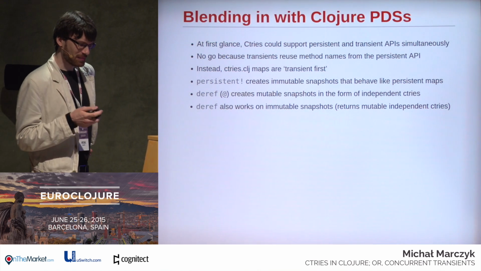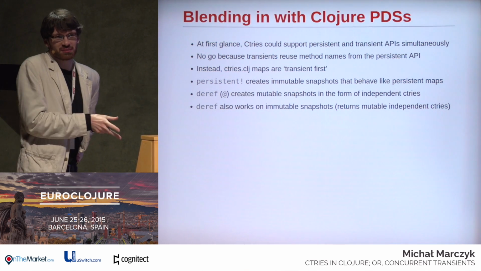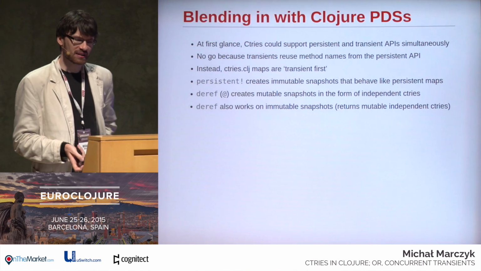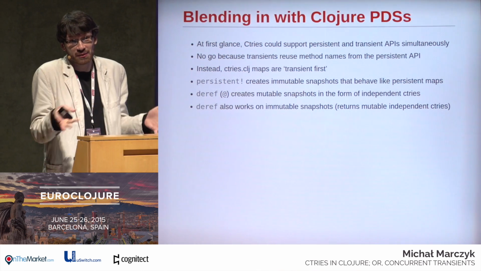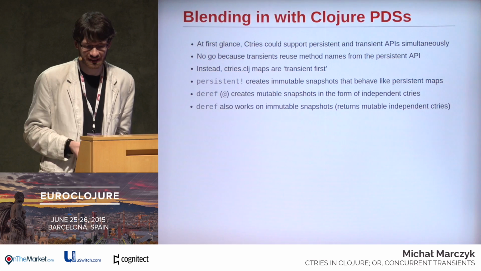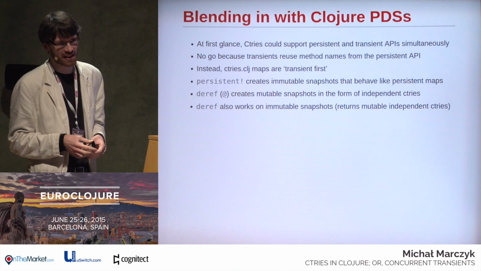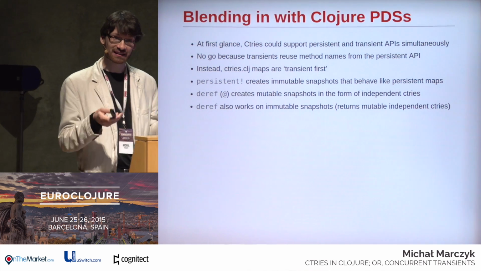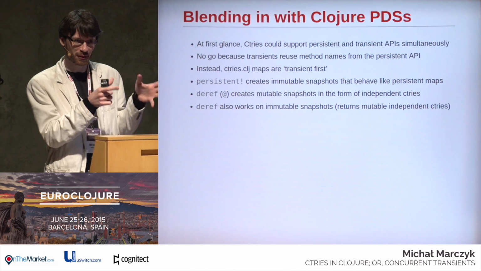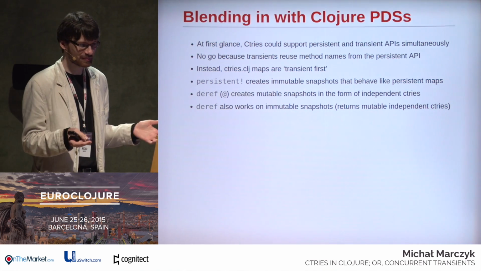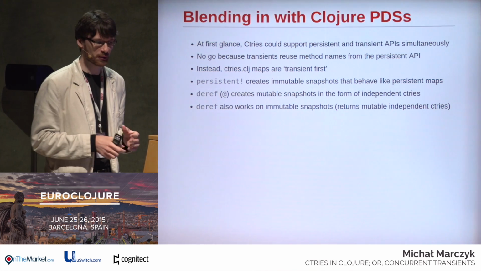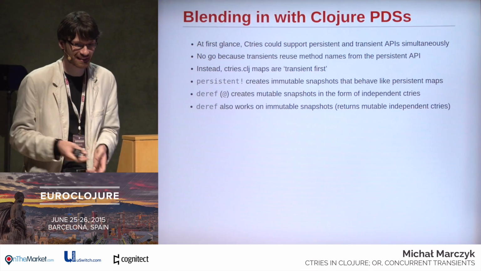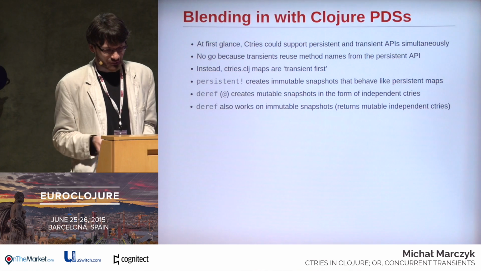Now, in implementing ctries.clj, the first order of business was to get the basic semantics right, but the immediate follow-on concern was to make ctries blend in somewhat seamlessly with the existing suite of data structures in Clojure. And for a split second, I may have entertained the idea of supporting the persistent and transient API simultaneously on the same object, right? But at second glance, that's clearly a no-go because transients use some of the same Java method names with different semantics. So that can't be done.